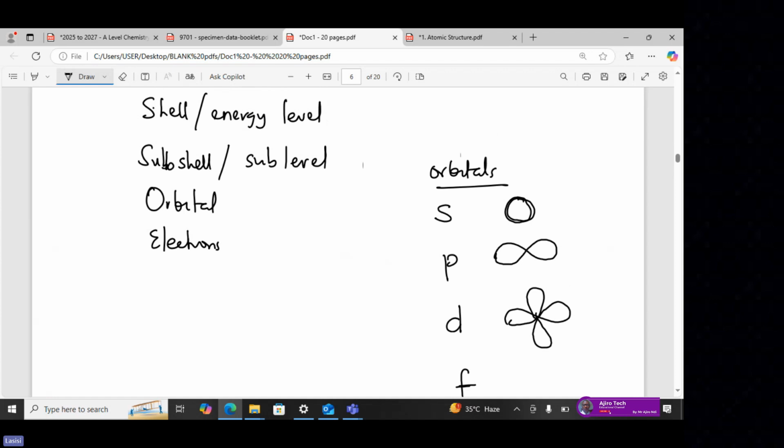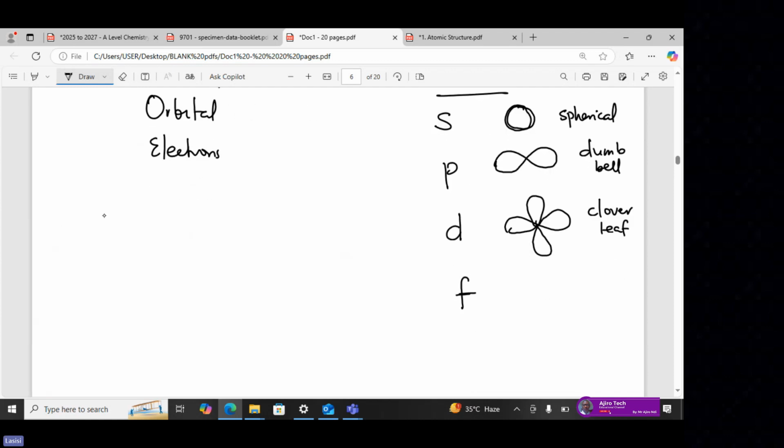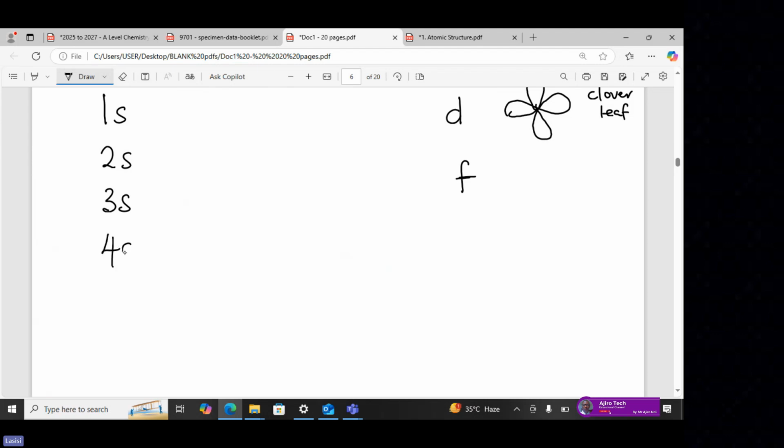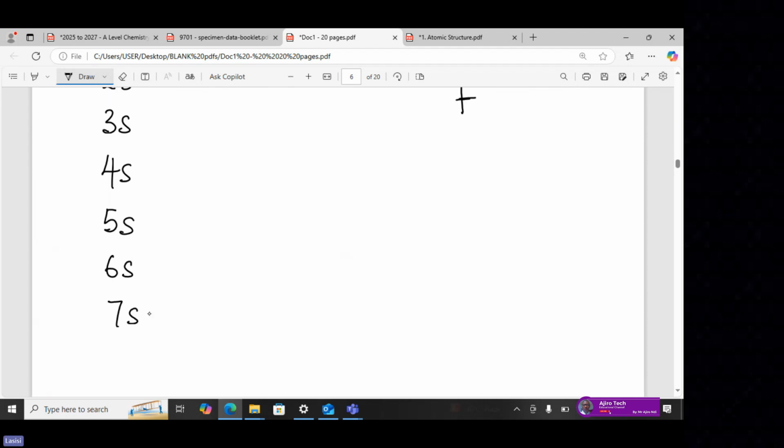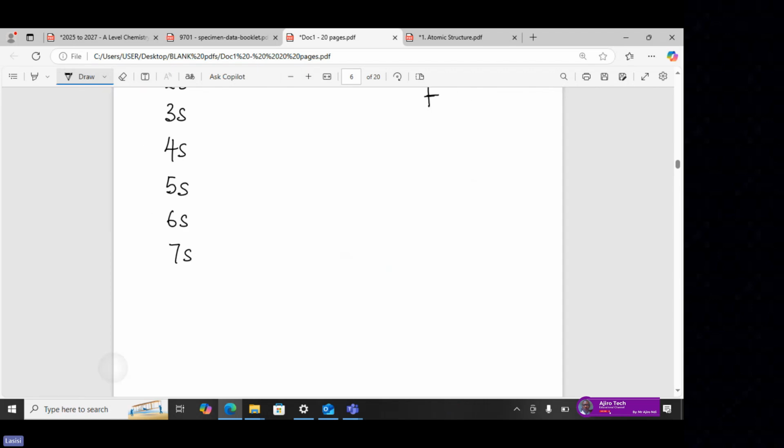Some orbitals are called s orbitals. Based on their shape, they are spherical. This one is dumbbell. This one is like a clover leaf shape. Is that okay? Now let's go. This is how you understand it. 1s, 2s, 3s. Don't ask me questions until I'm done. 4s, 5s, 6s, 7s. Let me minimize it. I can write together. I'll just write it.